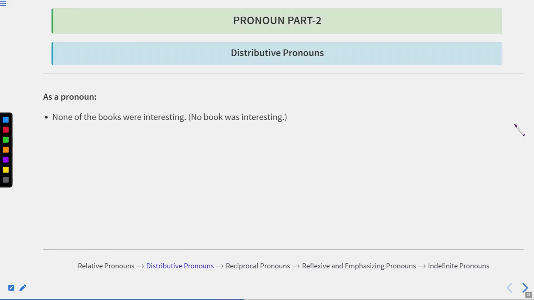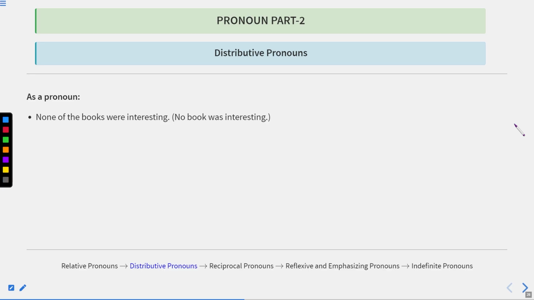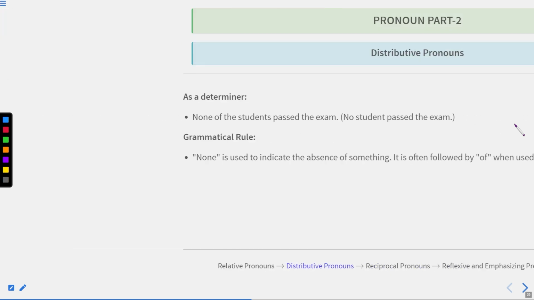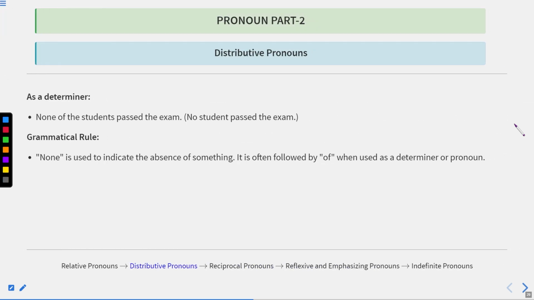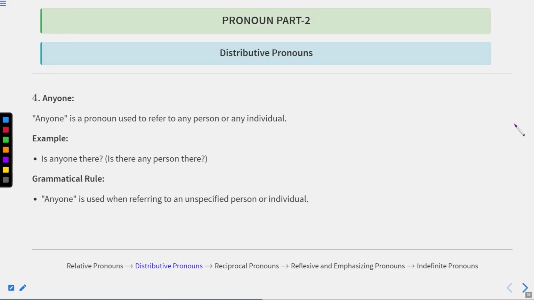Okay. As a pronoun: none of the books were interesting. It means no book was interesting. So with the word none, if none is followed by the preposition of, it can be followed by a plural noun with a singular verb as well as a plural noun with a plural verb. So both forms are correct in the case of none. As a determiner: none of the students passed the exam. So no students passed the exam. Grammatical rule: none is used to indicate the absence of something. It is followed by of when used as a determiner or pronoun.